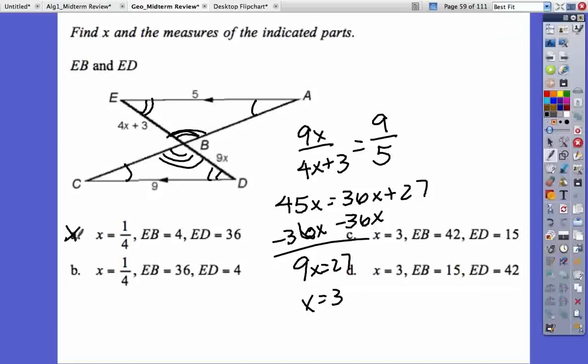I can eliminate 1/4 as my x. And I can solve for EB, which will be 4 times 3 plus 3, which is 12 plus 3, which is 15. EB is 15. So D is my correct answer.